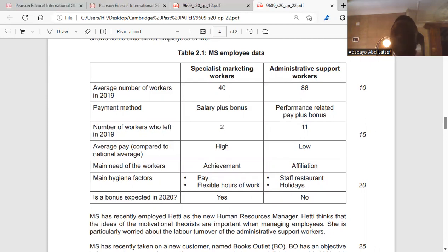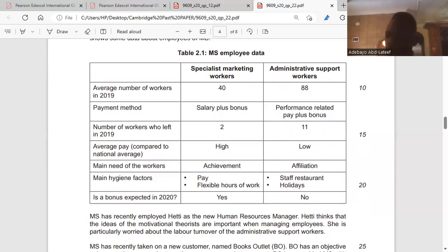They might leave because of the average pay compared to the national pay. Look at the third line, the fourth table. Average pay compared to national average. Do you see it there? Yes. So it's low. So they might be leaving the company because of low pay. Is it clear? Yes. We go for C.